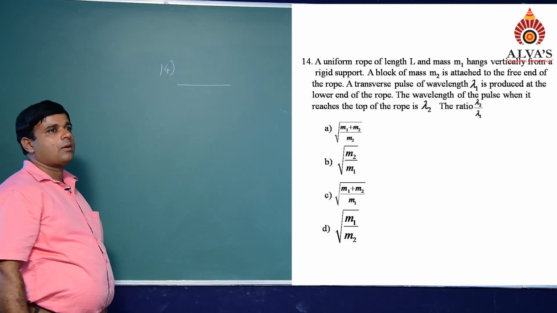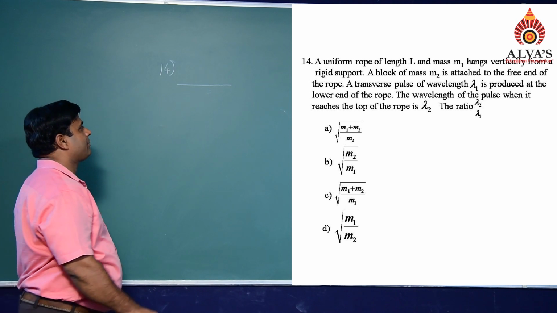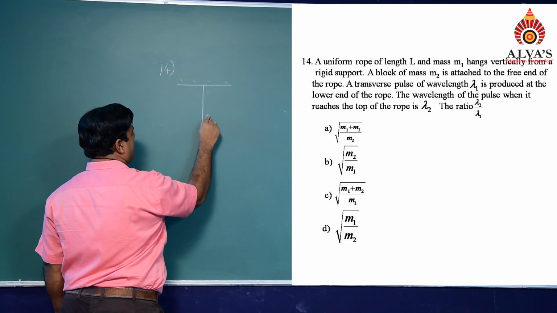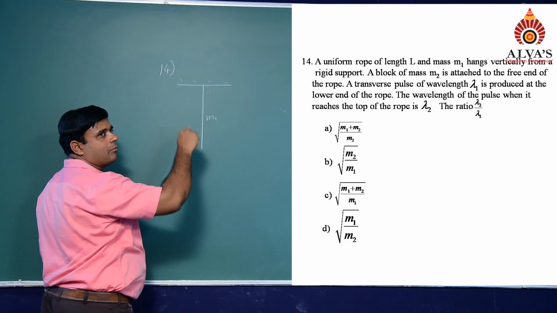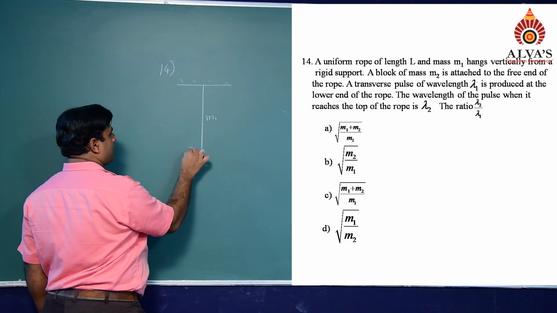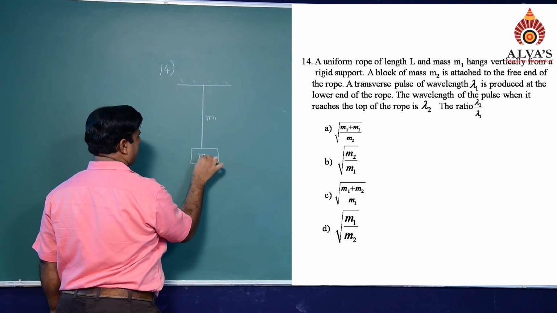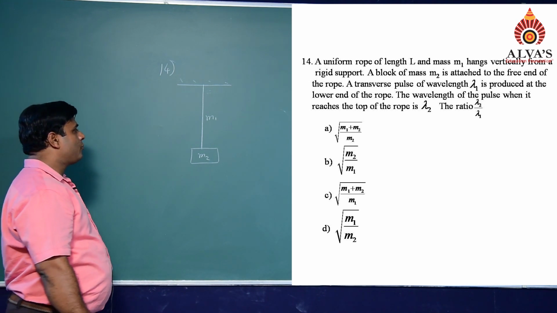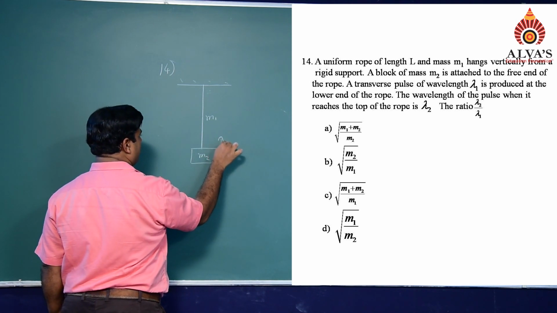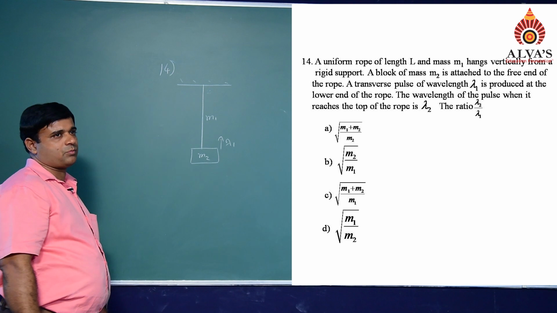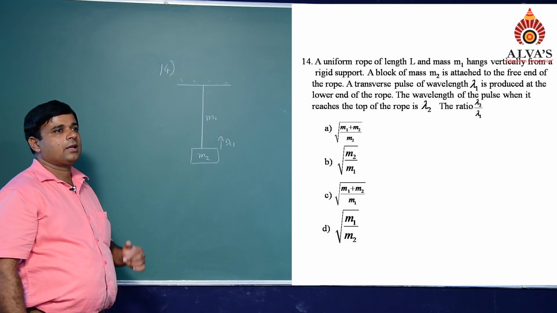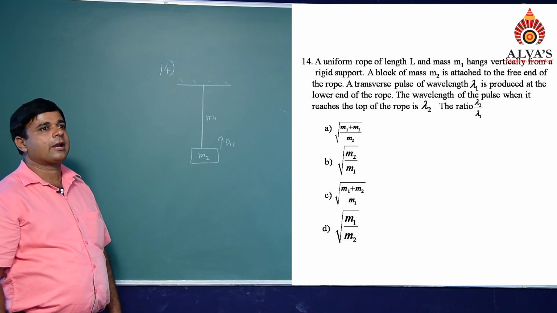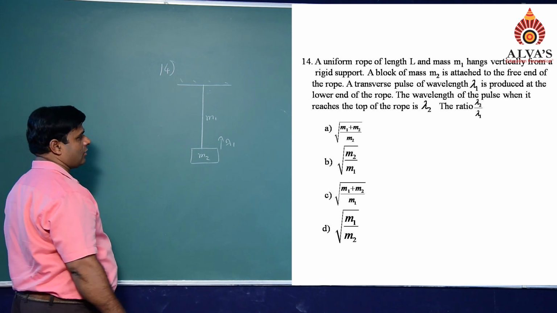A uniform rope of length L and mass M hangs vertically from a rigid support. There is a rigid support. Here is the rope of mass M1. A block of mass M2 is attached to the free end of the rope. A wave pulse is generated here. Here a wave pulse of wavelength lambda 1 is produced, which propagates to the fixed end of the string. You have to find out ratio of lambda 2 to lambda 1.